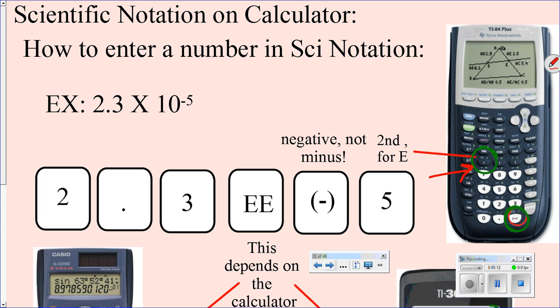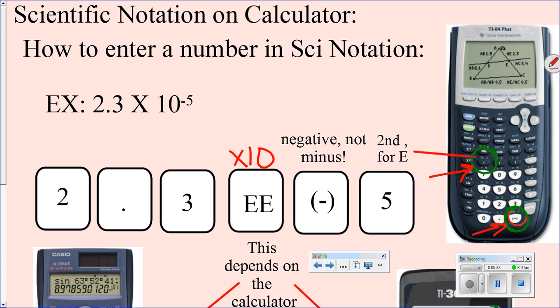When we want to punch in 2.3 times 10 to the negative 5th, the way that we punch that into the calculator is 2.3, that little E button, negative 5. And you do have to make sure that you're using the negative and not the subtraction sign. And the E means to the calculator times 10 to the.